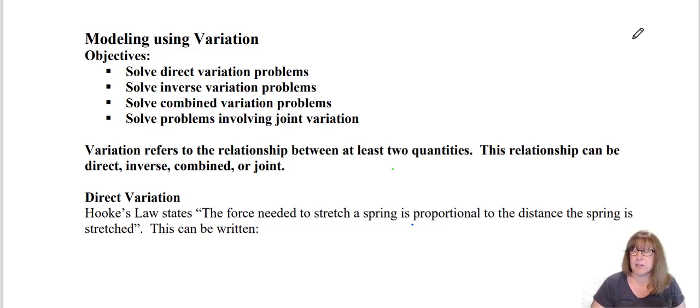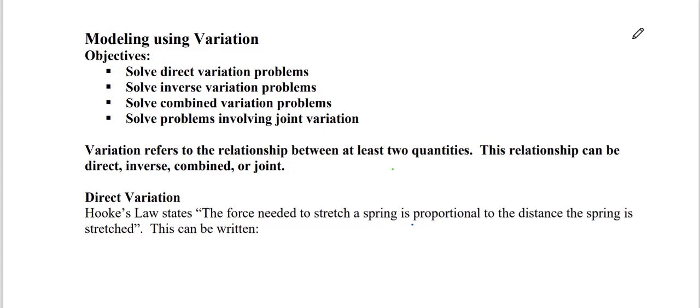Our last topic for this unit is called variation. Variation describes a relationship between at least two quantities, and they're very specific relationships. We have different types of relationships that are called variation. One is direct variation, one is inverse variation, and we have combined variation or joint variation. Our goal in this portion of this unit is to solve real problems involving all of those. There are lots of applications of all of these in the physical world.